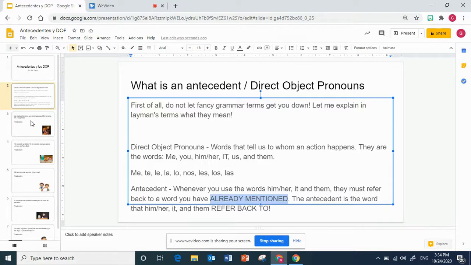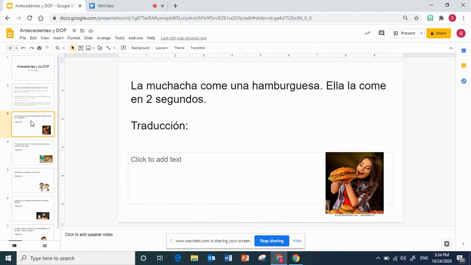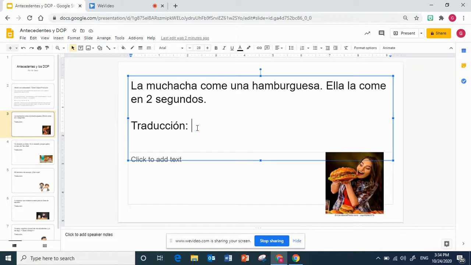So this is what your task is going to be. You're going to show me that you understand this. I'm going to show you how to do this assignment. You're going to first start off by reading and understanding what the sentences mean in these slides. So you read, la muchacha come una hamburguesa. Ella la come en 2 segundos. First you'll start off by translating it. The girl eats a hamburger. She eats it in 2 seconds.